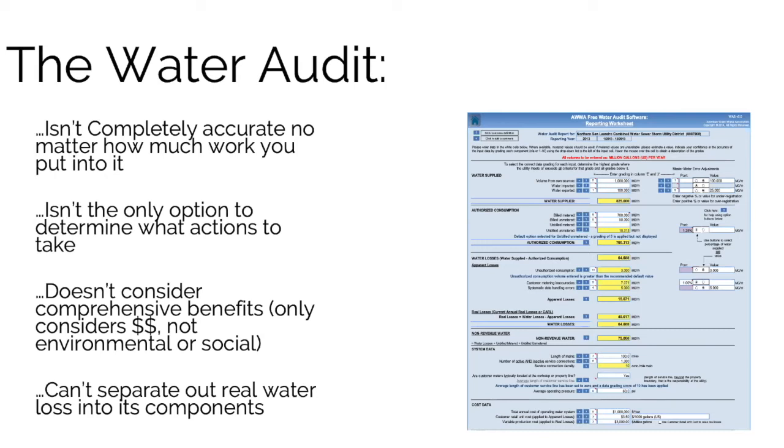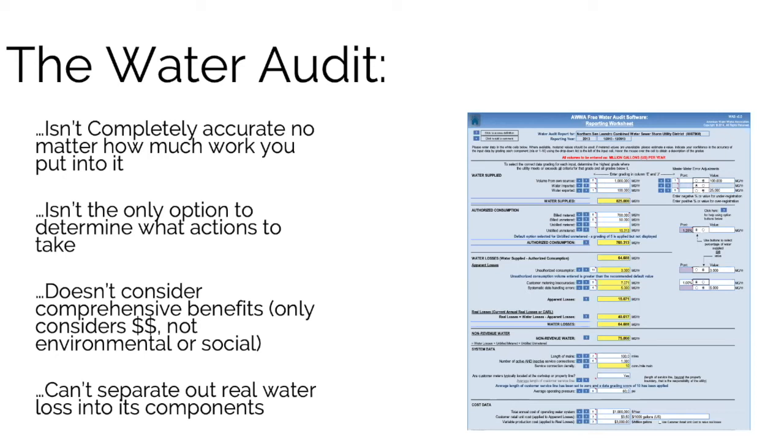So don't beat yourself up about that. It's never going to be 100% accurate. You just want to make it as good as you can. It's not the only option to determine what actions you can take. There are other things you can do, like component analysis, and you can work in conjunction between the water audit and some of these other types of approaches. Bottoms up approach. The water audit is a top down approach to water loss. So again, there's other ways to determine what actions to take besides just the water audit.